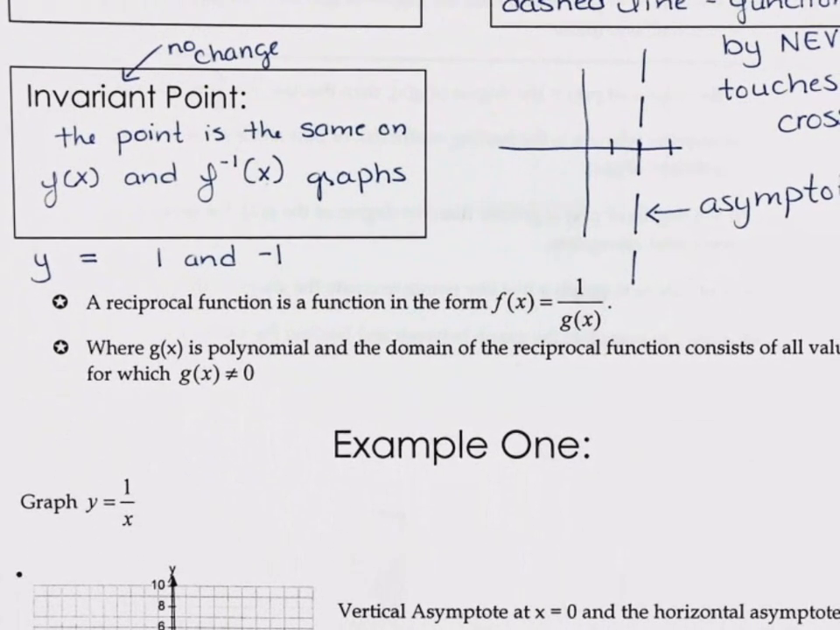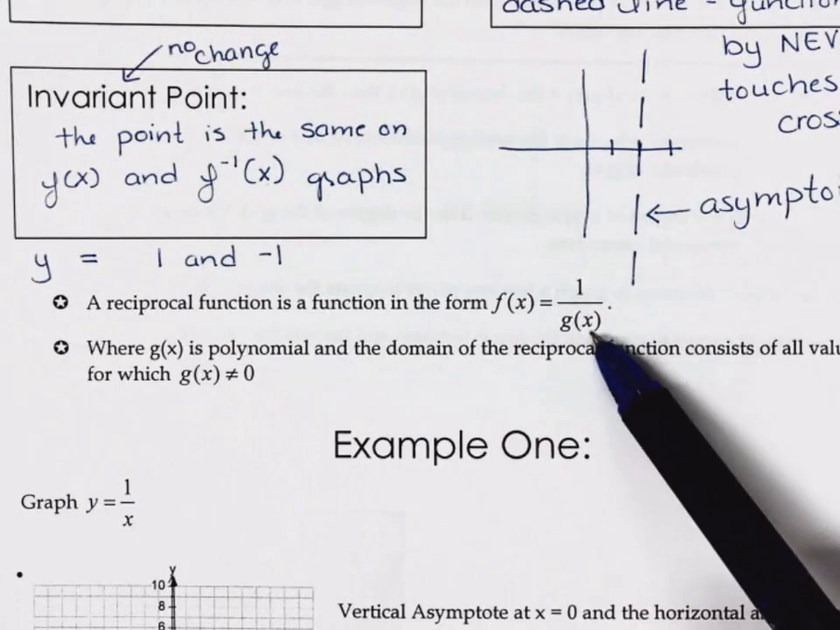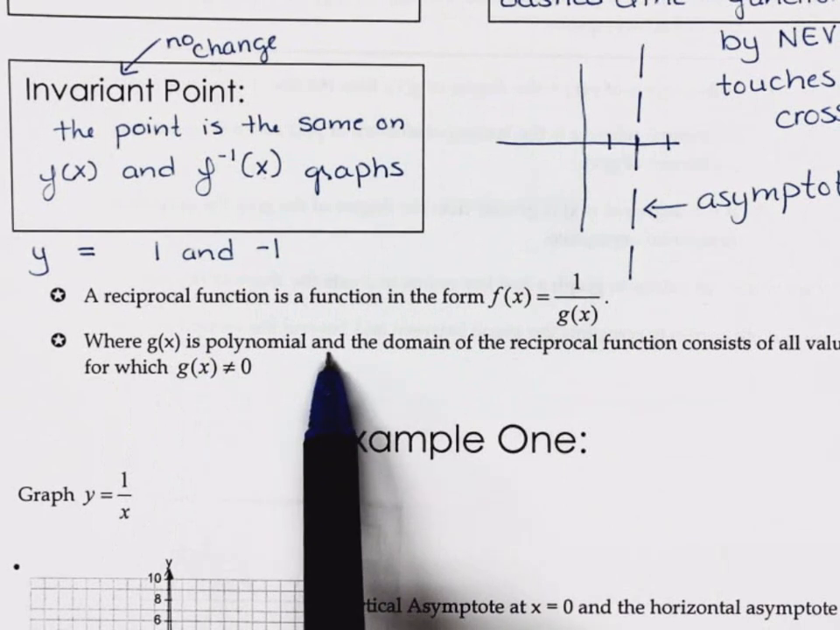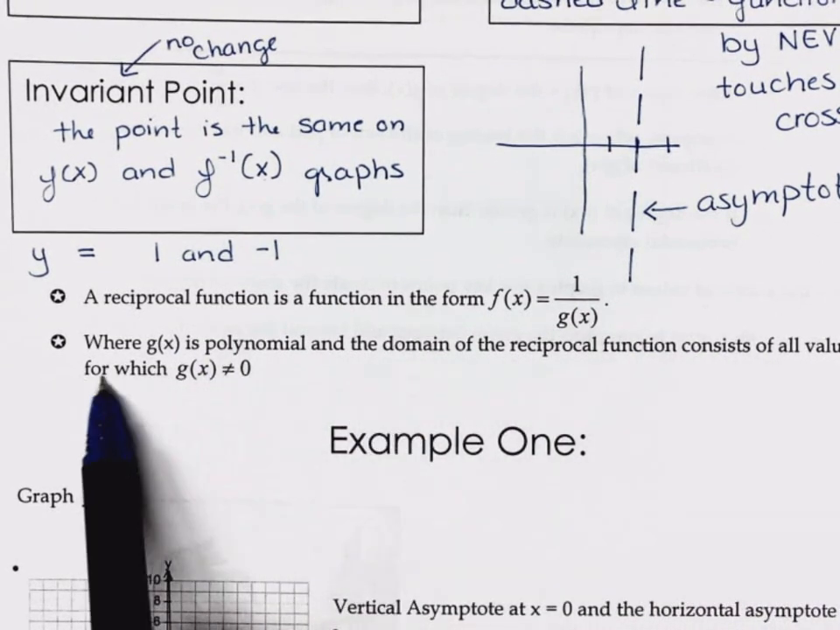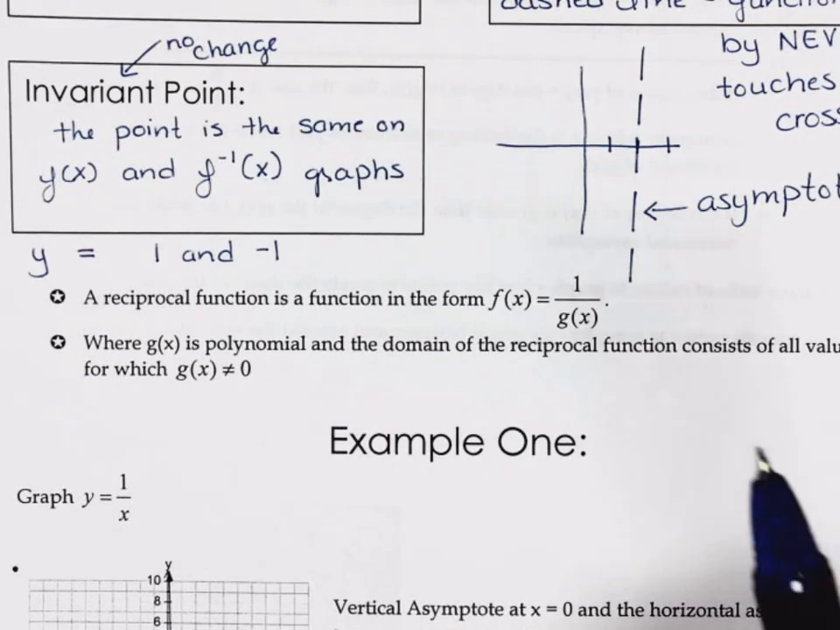Okay. A reciprocal function is in the form f of x equals 1 over another function, g of x. What do we know? g of x is a polynomial, and the domain of the reciprocal function consists of all values of x for which g of x cannot equal 0. All that means is we have to figure out our non-permissible values and we have to state them and we have to graph them to be our boundaries.